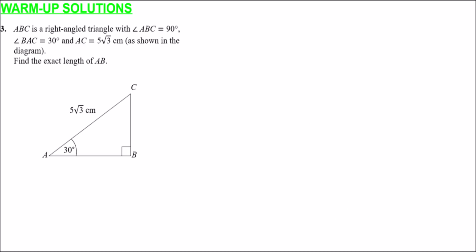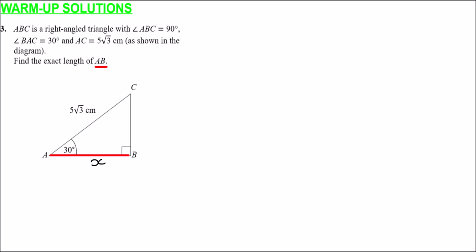Question 3. We have ABC, which is a right angled triangle, with angle ABC being 90 degrees, BAC being 30, and AC being 5 root 3, like it says in the diagram. Find the exact length of AB. So what side is AB? AB is this one. So I'm going to call this x because I don't know it.